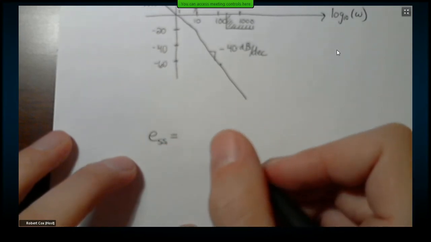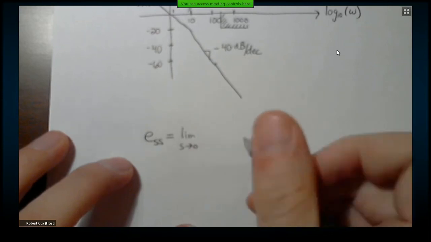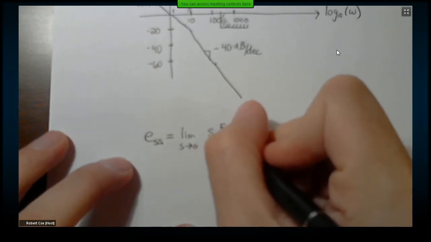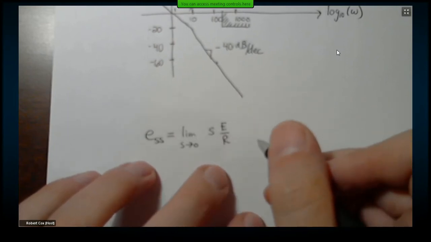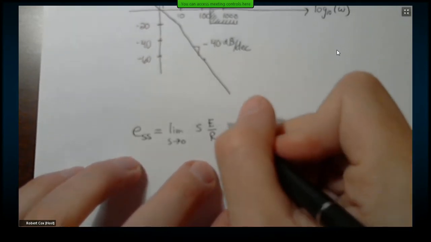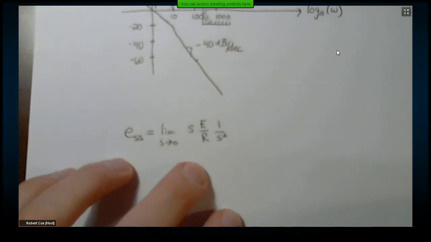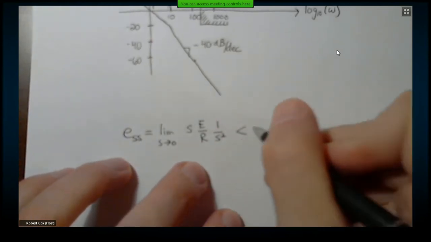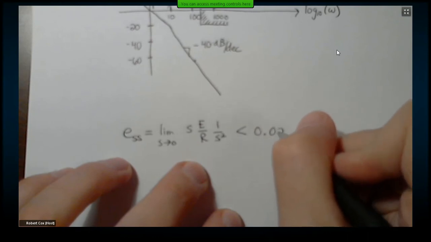Steady state error is defined as the limit as s goes to 0 of s times E over R times R of s. So in this case, if it's a ramp, I put 1 over s squared in there. That has to be less than 2%, which means it needs to be less than 0.02.